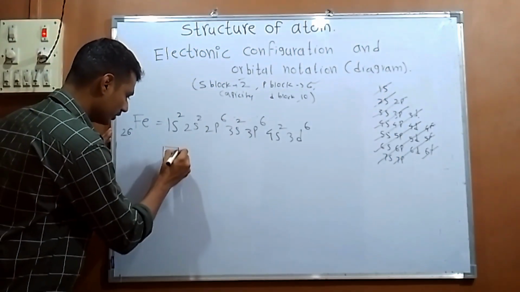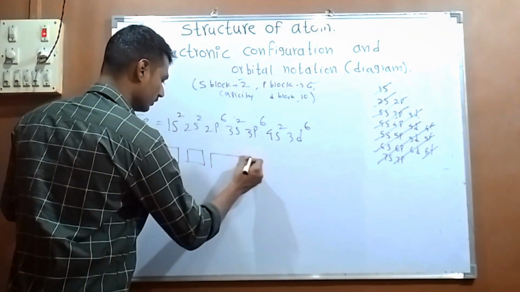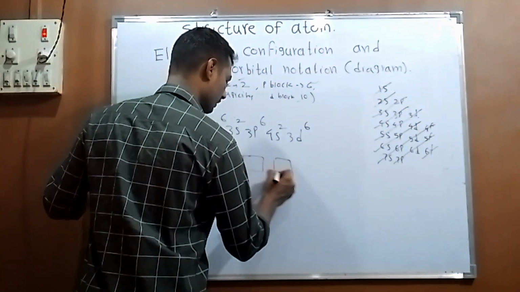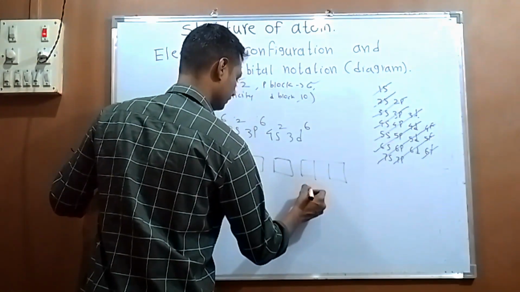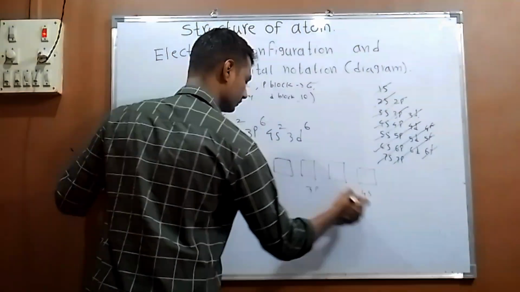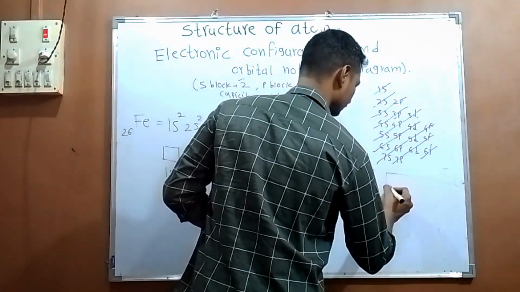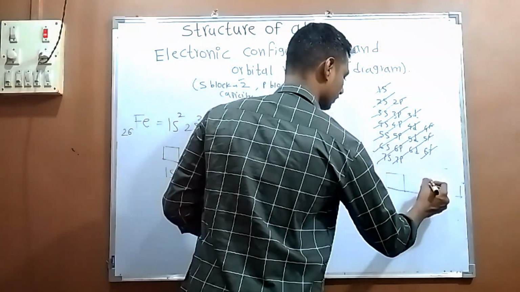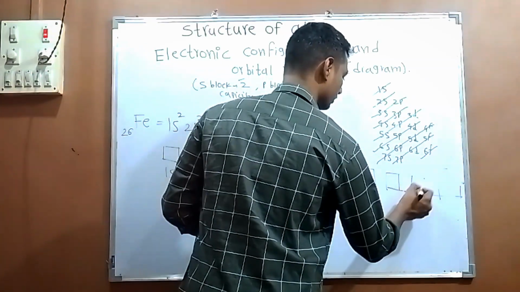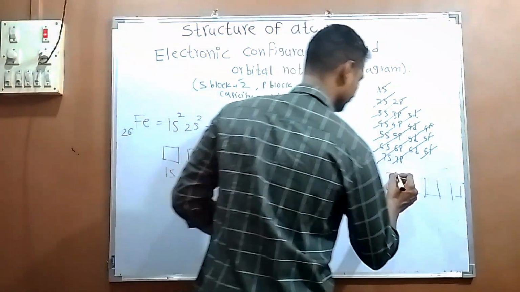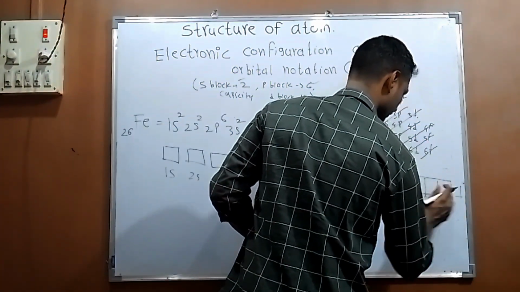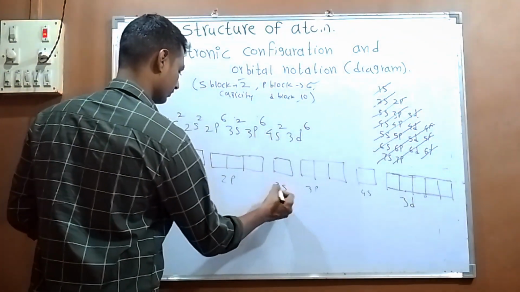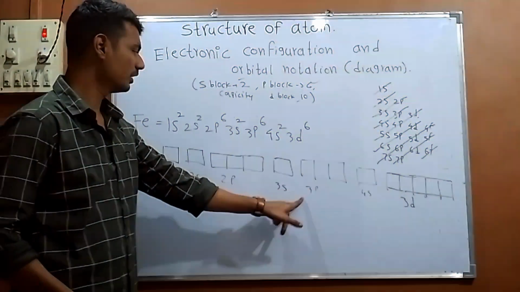Now our next task is to draw the orbital diagram. 1s, 2s, then 2p, then 3s, 3p, 4s, and 3d. So the order is 1s, 2s, 2p, 3s, 3p, 4s, 3d.